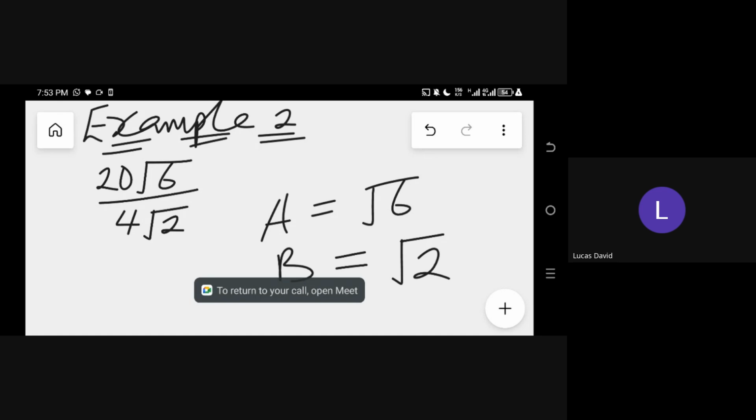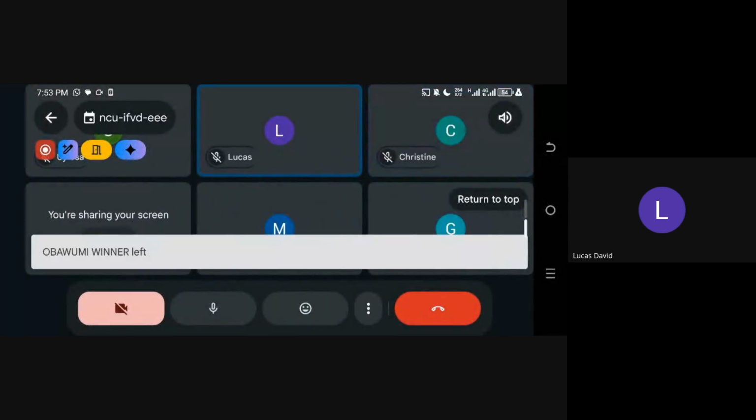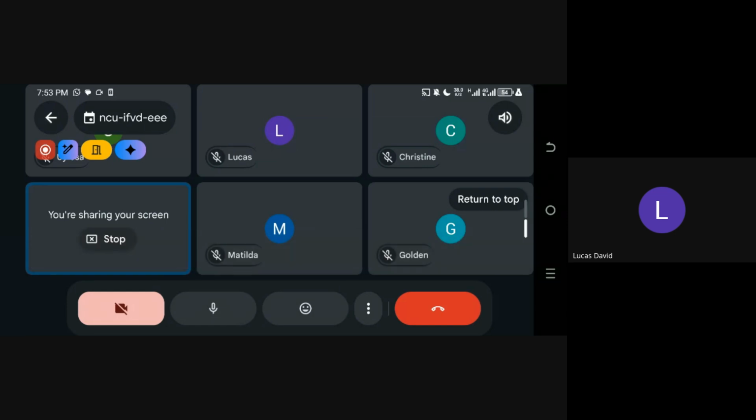Well, you need to use the denominator to multiply both the up and the down. Okay, so it is the denominator that we use to multiply the top and the down. Christine chose the same answer. So Christine, would you explain why you chose to use the root 2 to rationalize? Why?